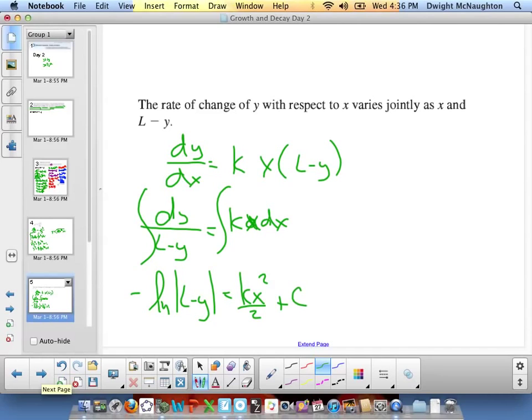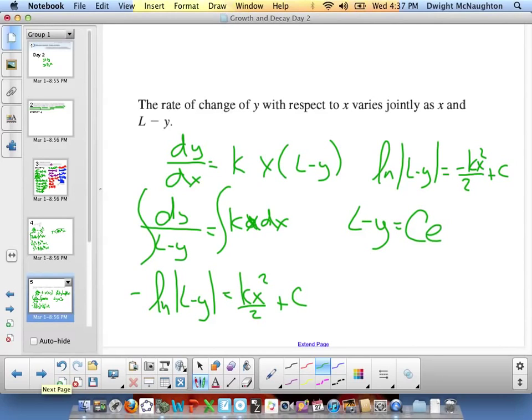All right, I'm going to get rid of the negative. So natural log of L minus y equals negative kx squared over 2 plus a constant. Don't need to multiply the constant times the negative because it's still going to be a constant. We'll exponentiate to get rid of the log. And we end up getting L minus y equals Ce to the negative kx squared over 2. And then finish solving for y. y equals L minus Ce to the negative kx squared over 2.